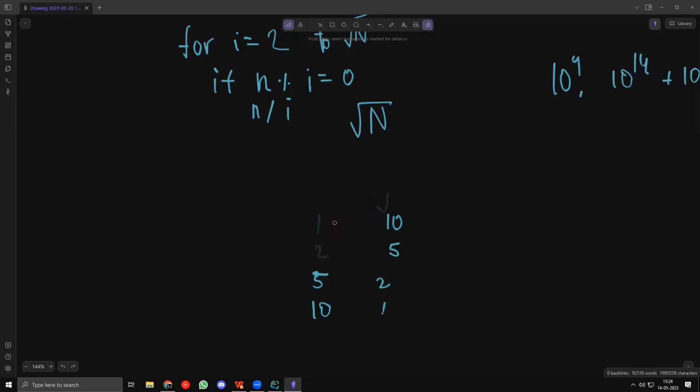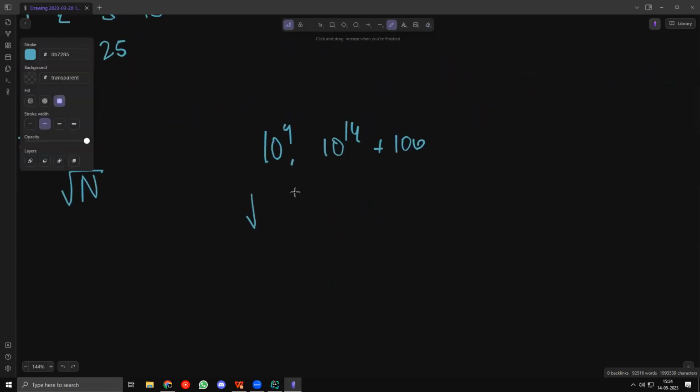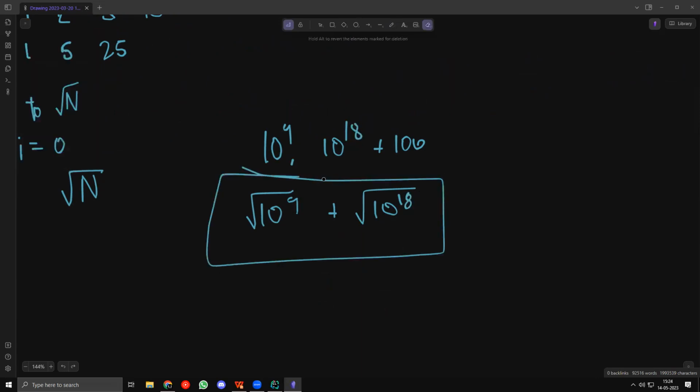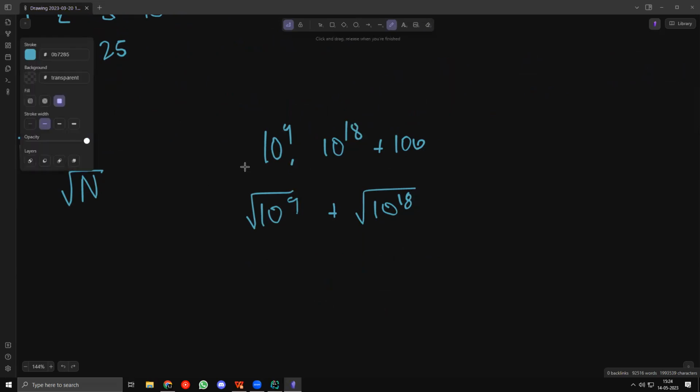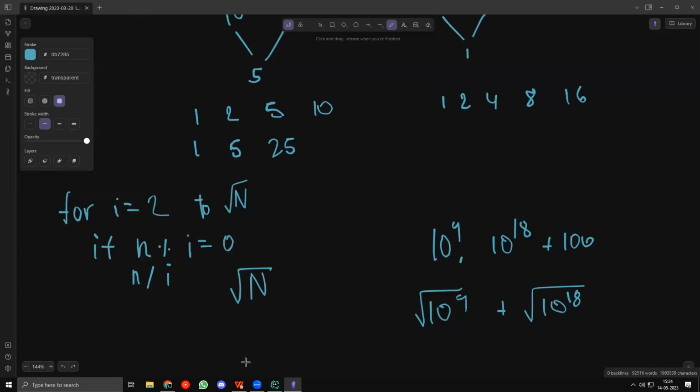So the time complexity of this will be square root of n, clearly. Now, if I take two numbers, this will be square root of 10 to the power of 9 plus square root of 10 to the power of 14. And if this was 10 to the power of 18, that's going to be square root of 10 to the power of 18, right? Which is going to be huge. This is going to take a lot of time. So we can't actually do this. This is just not possible. So we cannot factorize the entire number, right? Factorizing the entire number is not a viable strategy.